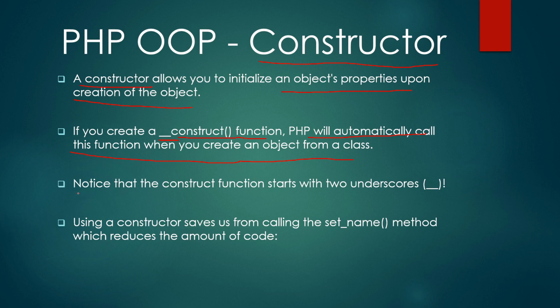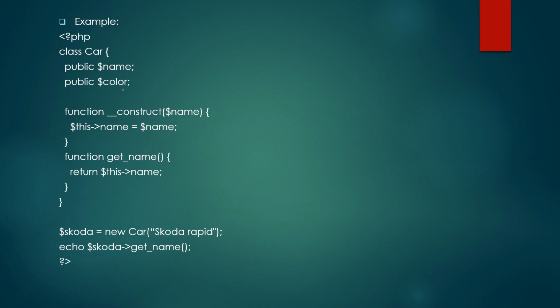Let's go further. Notice that the construct function starts with two underscores. It is mandatory to start it with two underscores. The construct function is an inbuilt function provided by PHP. Using a constructor saves us from calling the method, which reduces the amount of code. We don't have to call the method, it will be invoked automatically. So that reduces the amount of code and even saves time. Let's look at an example to clear the understanding.